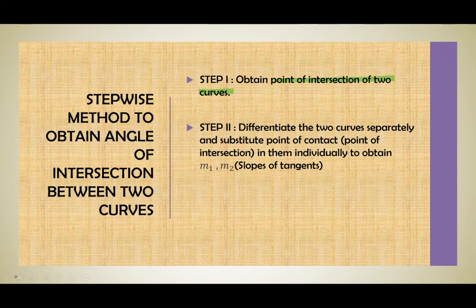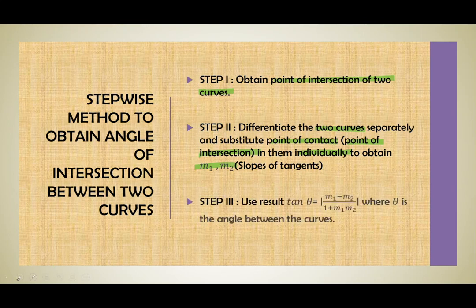Then in step 2, you have to differentiate the two curves separately, of course, and substitute the point of contact, that is the point of intersection of the two curves, in them individually, one by one, in order to obtain m1 and m2, that is the slope of tangents. Then in step 3, you have to use the result tan theta is equal to mod of m1 minus m2 upon 1 plus m1 m2. We have already talked about it, where theta, of course, is the angle between the two curves.